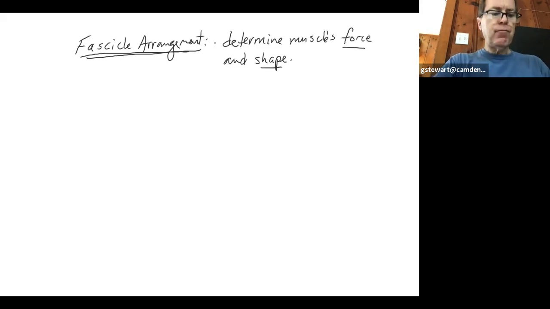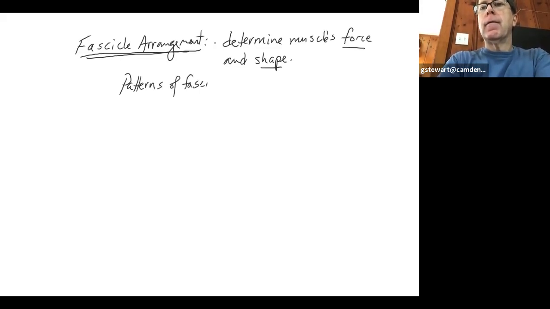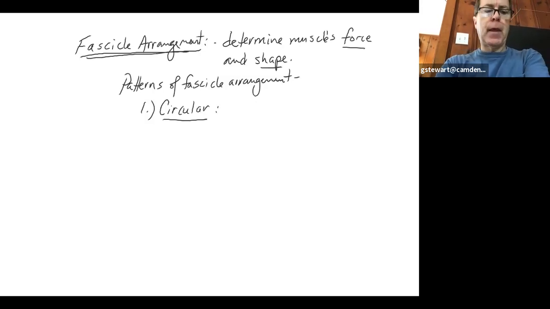All right, so what this means is common patterns of fascicle arrangement determine how the muscle behaves, how it acts. So here are the common patterns of fascicle arrangement, and I'm going to talk about how they dictate movement. We can have a circular pattern. We call these circular muscles, as a matter of fact.